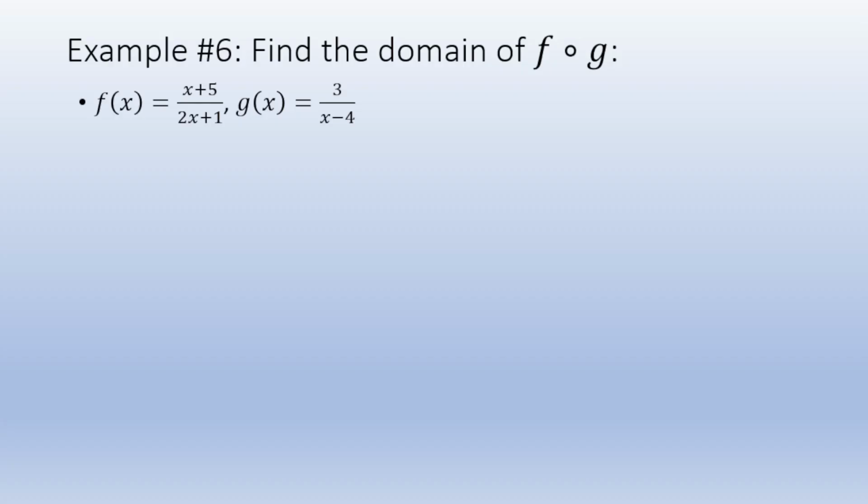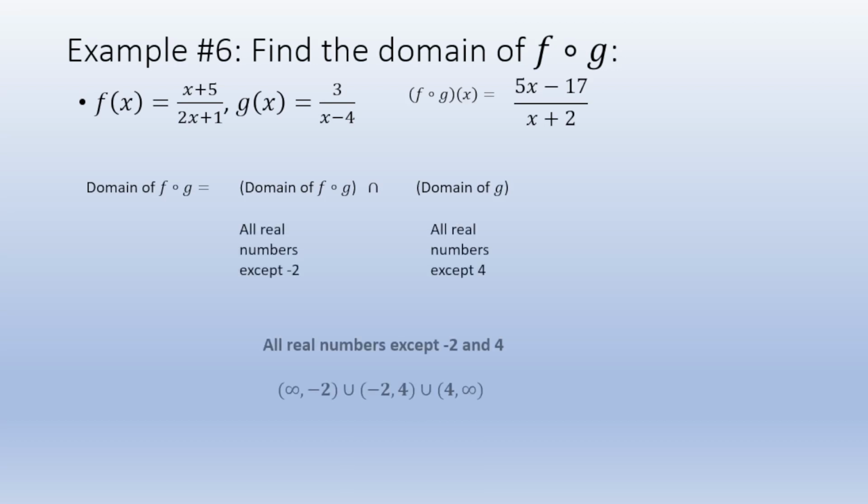So let's find the domain of f composite g for this same example. It should be easy to see that the domain of the composition would be all real numbers except -2, because that's the only value of x that would make the denominator 0 and make that result undefined. The domain of g, 3 over x minus 4, is all real numbers except 4. So for the composition, the domain of f composite g will be all real numbers except -2 and +4. So we take into account the restrictions not only of the expression that we get from the composition, but also the inner function.